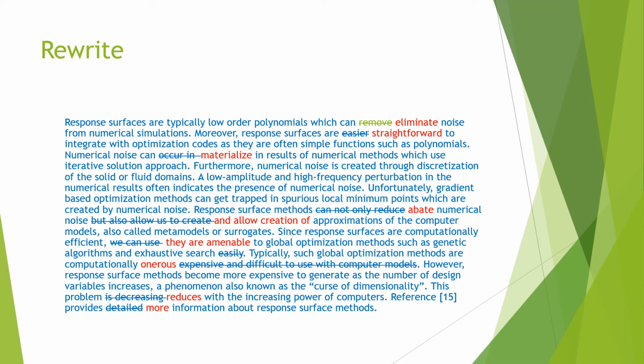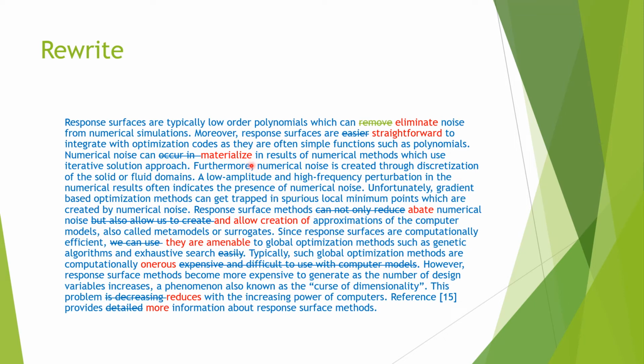I don't like the wording. So when I start looking at this paragraph, I see remove noise, so maybe I change the word here to eliminate. I see easier, and I can say response surfaces are straightforward. I see occur in, so I can say numerical noise can materialize. Maybe I'm sending this to a US journal. I am therefore turning all the words from British English to US writing.